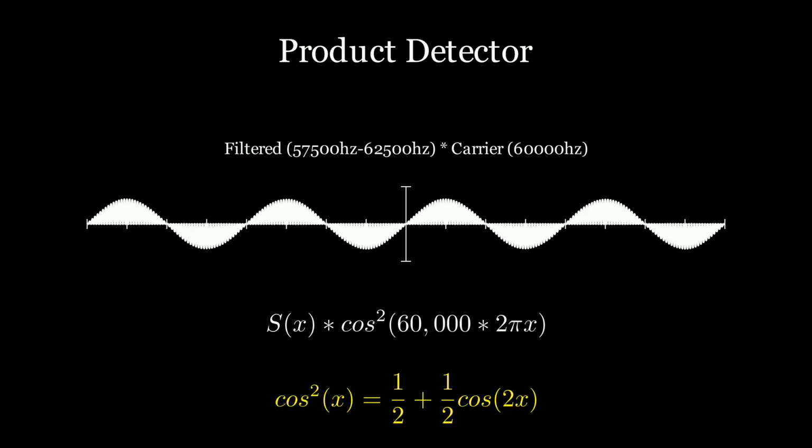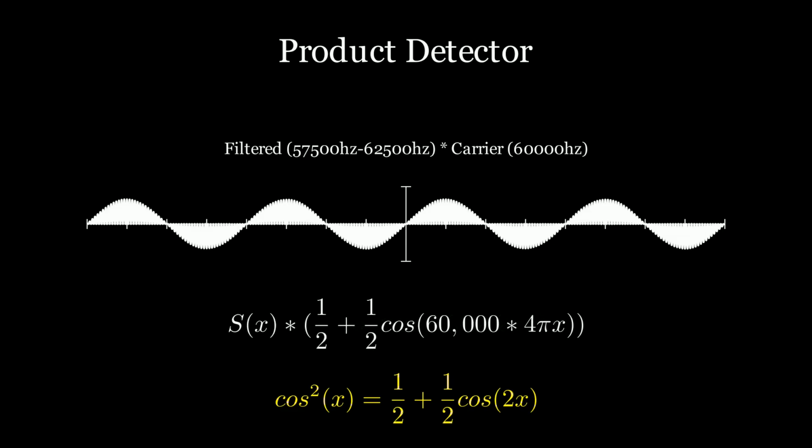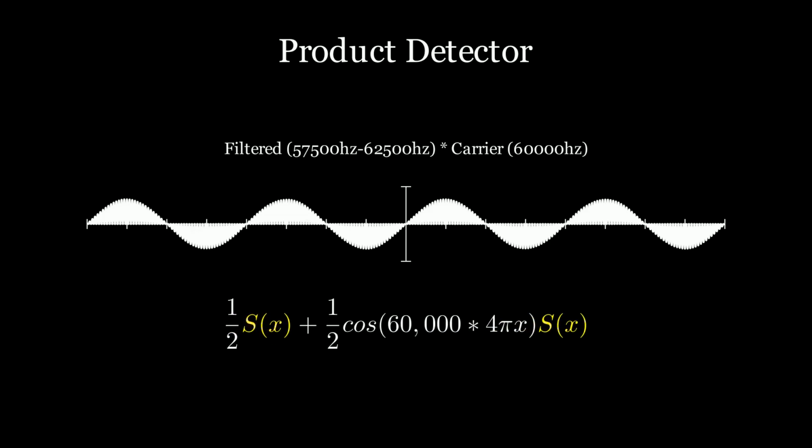Using the trig identity cosine squared x equals 1/2 plus 1/2 times cosine 2x, we can replace the cosine squared in our expression and rewrite it as the signal times 1/2 plus 1/2 times the cosine at 120,000 Hz. Using the distributive property, if we distribute the signal function across the sum, we end up with this. However, if you look closely, we have the signal itself with a very high frequency component added to it.